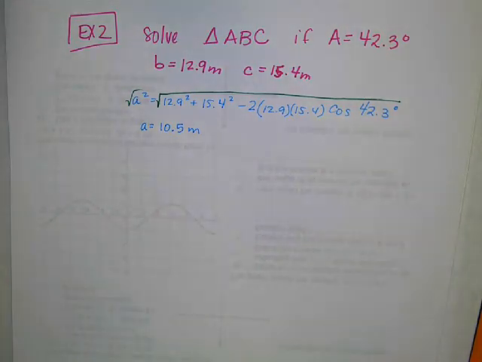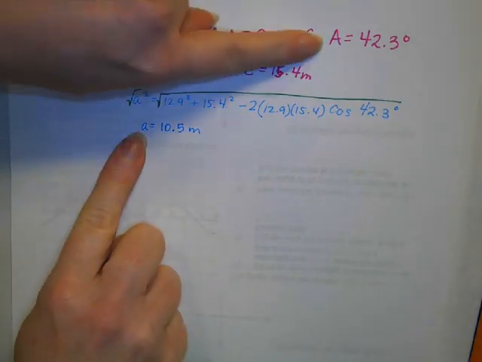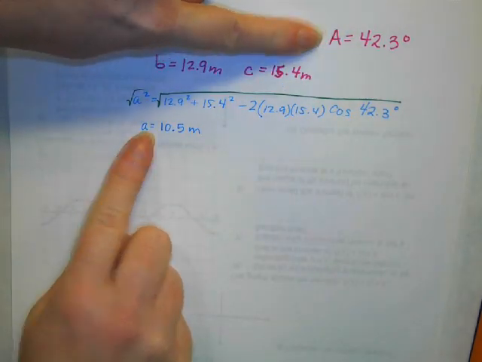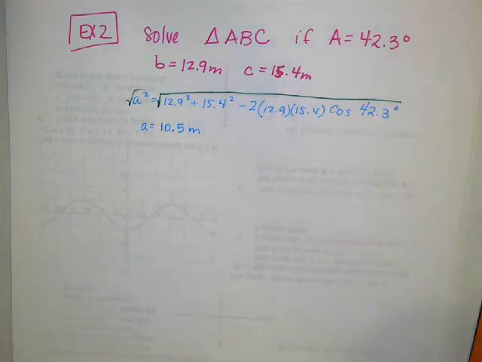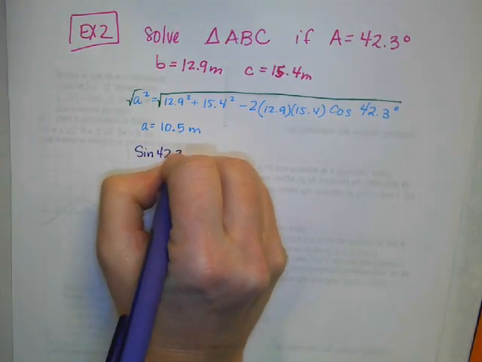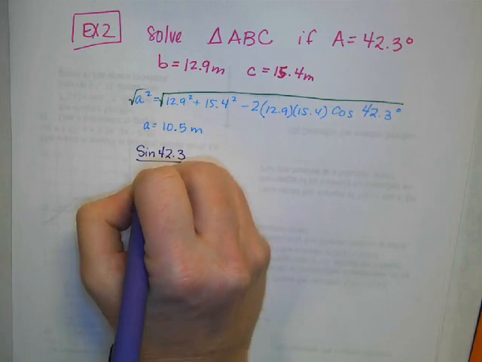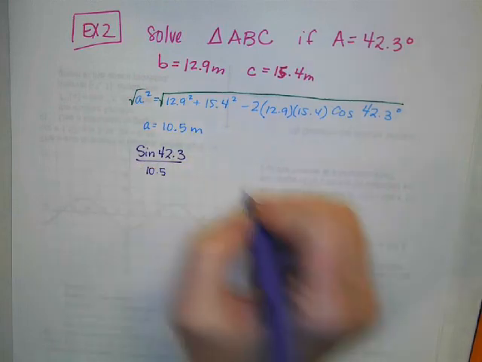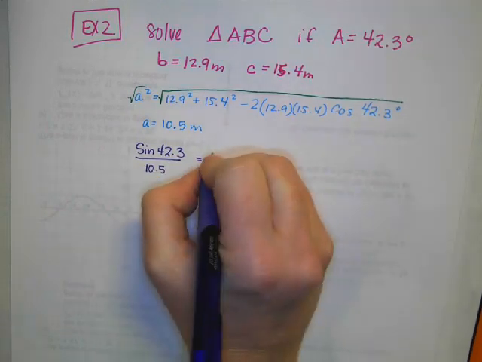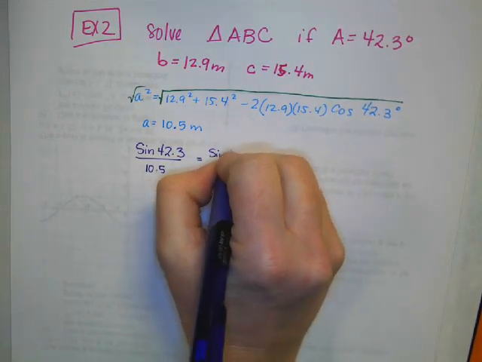And then once you have a completed ratio, which now I do, I have side A and angle A, now I can use those two and use the law of sines instead of using law of cosines. Now you can use law of cosines again, it'll work, but law of sines is easier. So I have sine A over side A, and I'll just do B next.